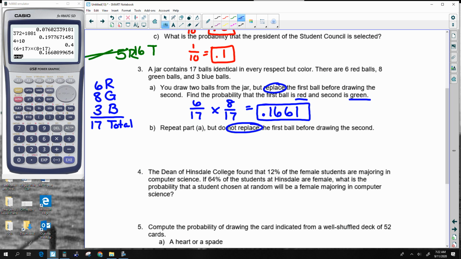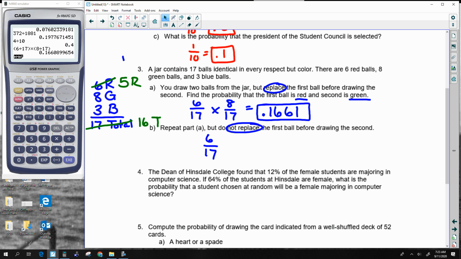So in the second problem, I first select a red. So again, that's 6 out of 17, which sets up a scenario that looks something like this. But now I don't put that ball back. So the numbers aren't going to revert back to what they once were, but they're going to stay like it is here. So now when I select that green ball, the green is not 8 out of 17, but rather 8 out of 16.